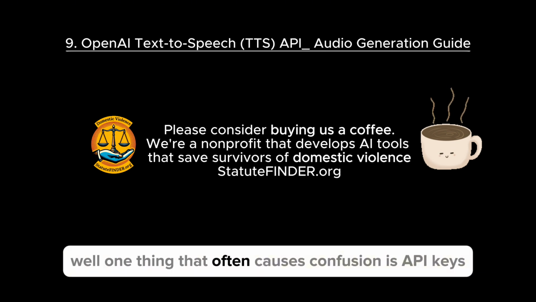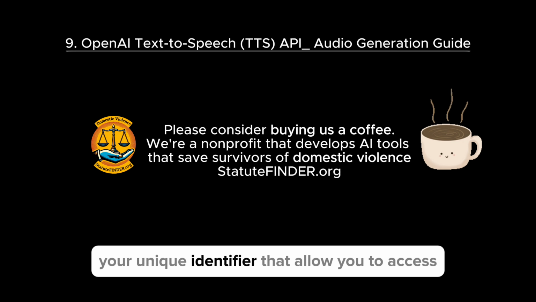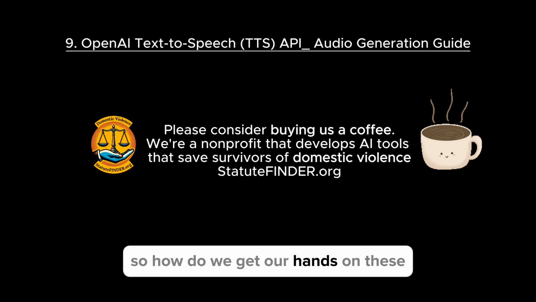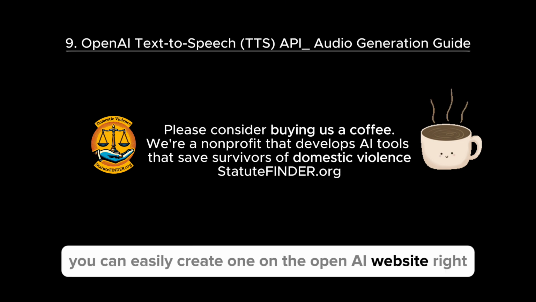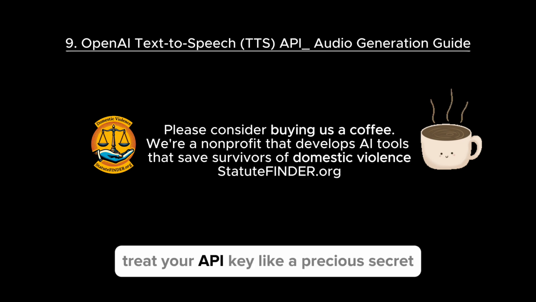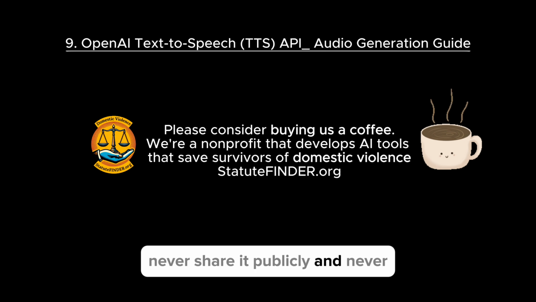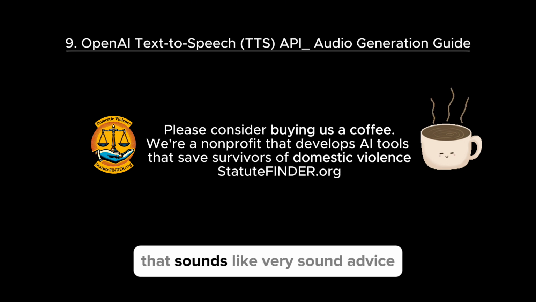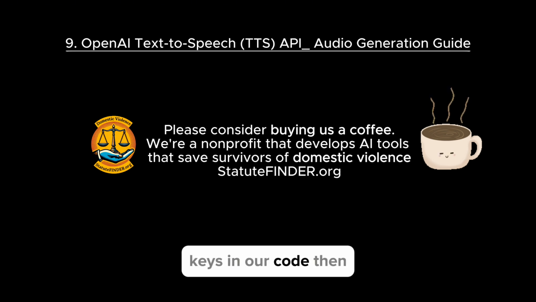Well, one thing that often causes confusion is API keys. These keys are like your unique identifier that allow you to access OpenAI's services, right? So how do we get our hands on these magical API keys? You can easily create one on the OpenAI website. They have very clear instructions on how to do it. But here's the thing. Treat your API key like a precious secret. Never share it publicly, and never, ever hard code it directly into your code. That sounds like very sound advice. So what's the best way to handle these API keys in our code then?